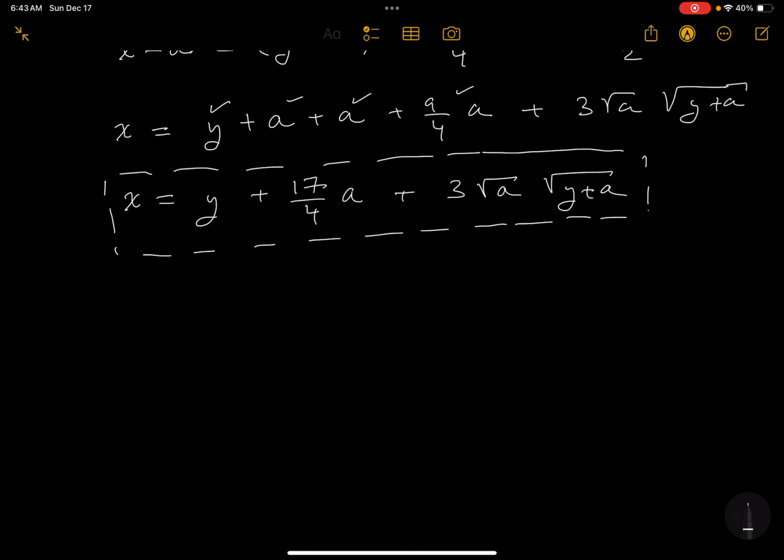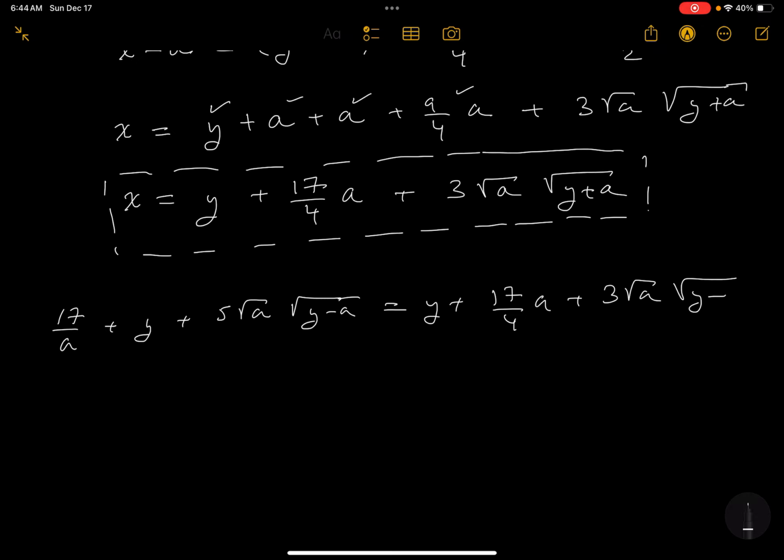All right, so I'm going to write down over here 17 over a plus y plus 5 root a root y minus a, and that's what x is in the first one. And the second one is going to be y plus 17 quarter a plus 3 root a, and then root y plus a. You know, basically, whoops, I did the same thing again.